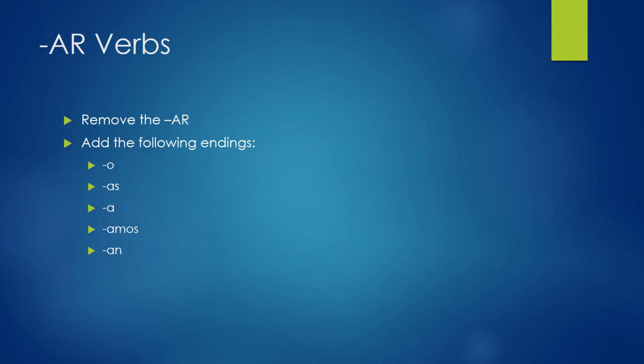In order to conjugate an AR verb, like hablar, you would first remove the AR on the end of the verb, and then you would add one of the following endings, depending on what you're talking about and who the subject of the sentence is: O, AS, A, AMOS, or AN.